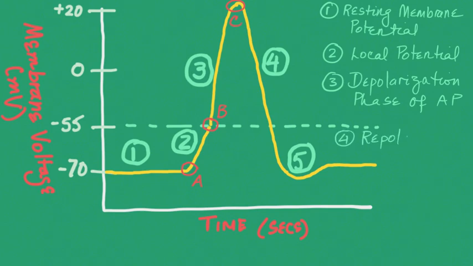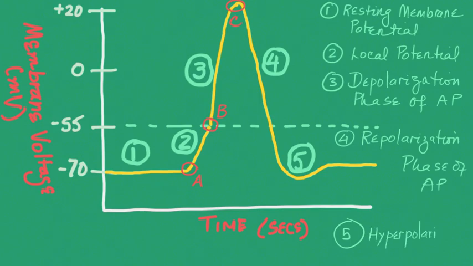Stage 4 is repolarization phase of the action potential. It ranges from +20 to -70, or maybe even lower. Stage 5 is the hyperpolarization. It is a very temporary state when the action potential is recovering back to the resting membrane potential.